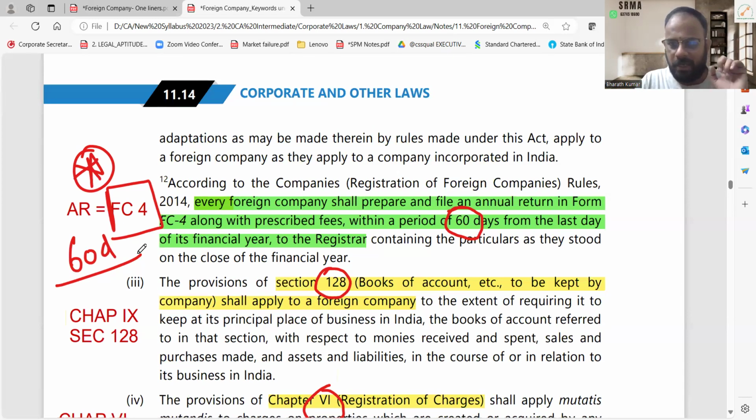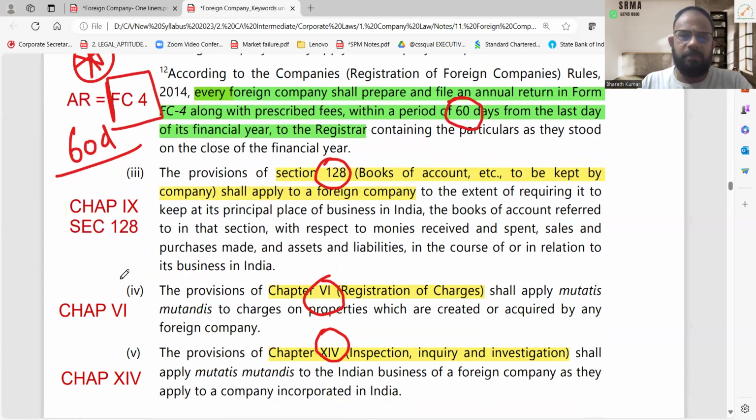Remember all these 3 headlines. The numbers. Within 60 days from the date or last date of the financial year, file the annual return. Where you will study this, 92 to 94, you would have studied the same thing here also, but form is FC4. So I will again repeat, 30 days different, 60 days different, 6 months different.